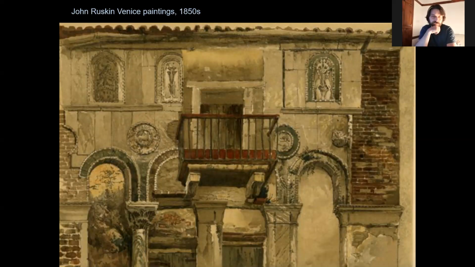Here, another example from John Ruskin's Venice paintings, mid-19th century. You see all the deteriorations, the material losses or material deteriorations. Deterioration means bozulma in Turkish. It covers all the chemical and physical factors changing the composition of the building material.